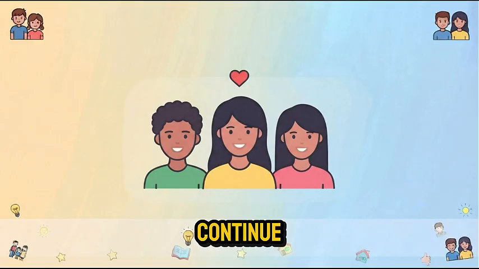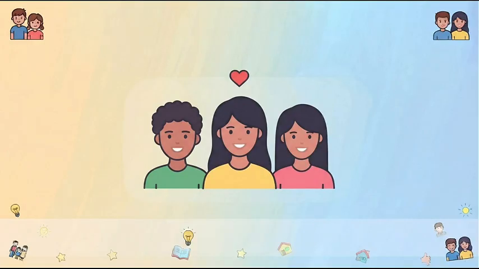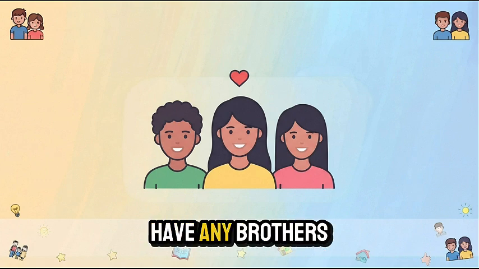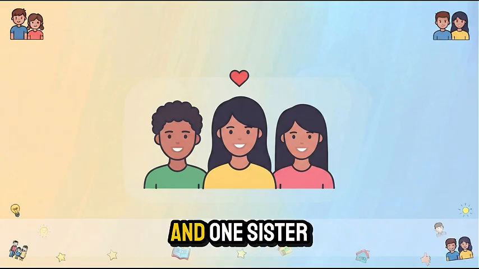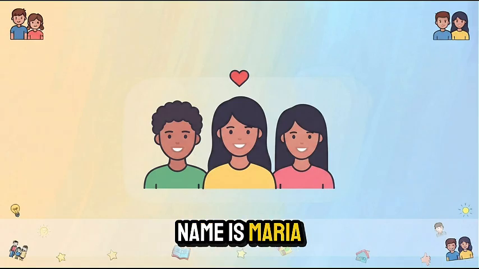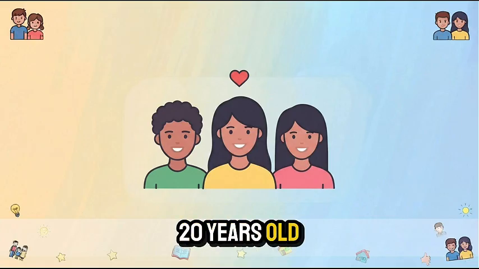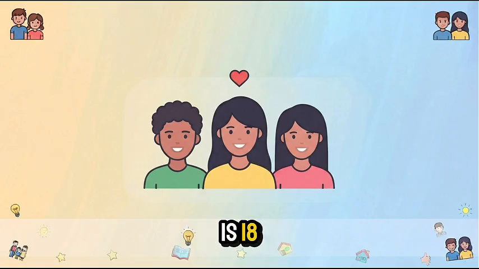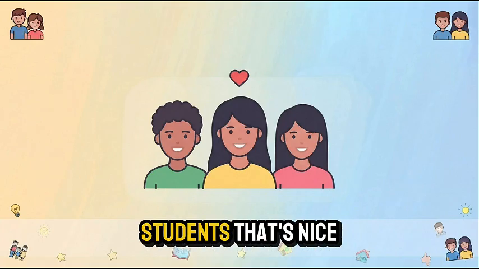Let's continue. Part 3. Talking about siblings. Lucy, do you have any brothers or sisters? Yes, I have 1 brother and 1 sister. What are their names? My brother's name is Carlos, and my sister's name is Maria. How old are they? My brother is 20 years old, and my sister is 18. Are they students? Yes, they are both students.